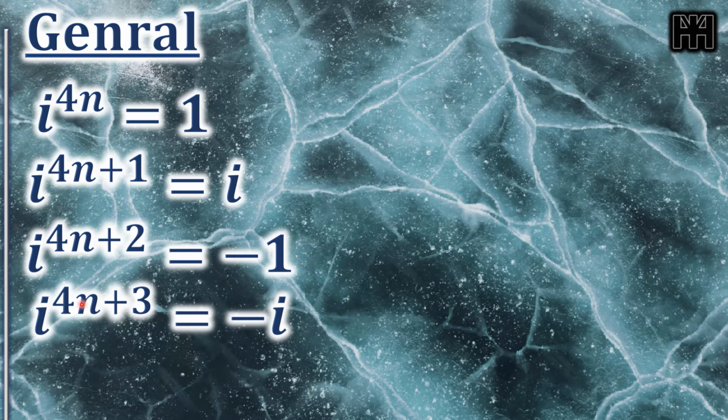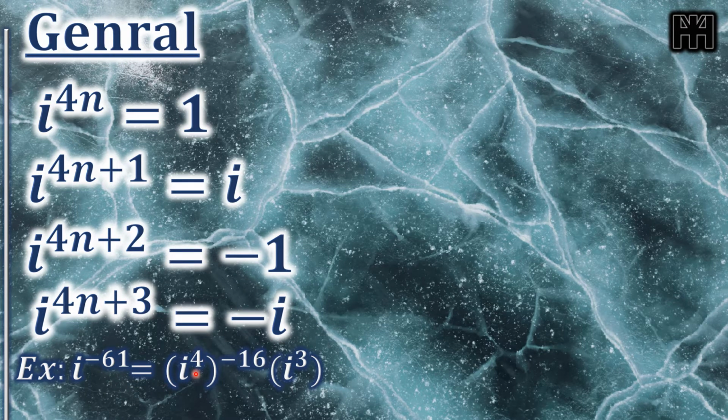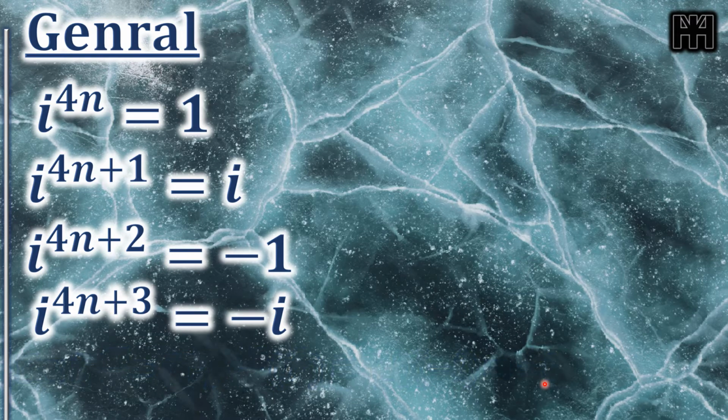If we have i to the power 4n plus 3, it will give us negative i. As an example, i to the power negative 61. It will be equal to i to the power 4 multiplied by negative 16, multiplied by i to the power 3. Every i to the power 4 will be 1, so 1 to the power anything will give us 1 also, and i to the power 3, we already know, gives us negative i. So it will be negative i.